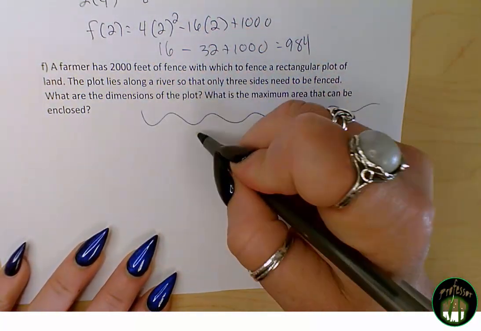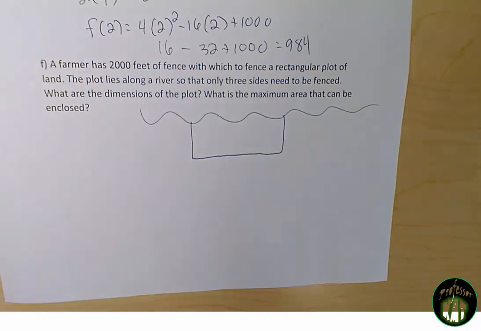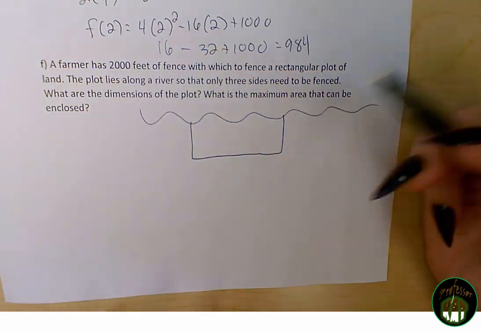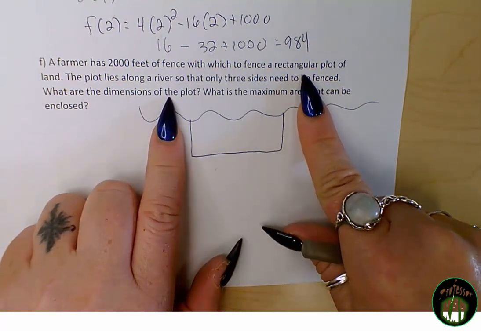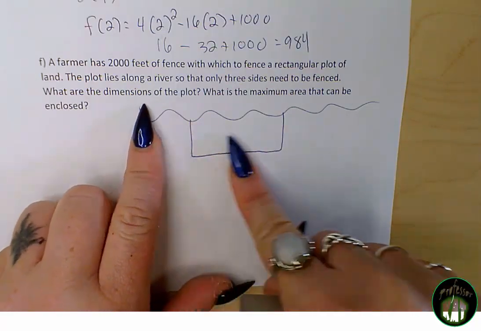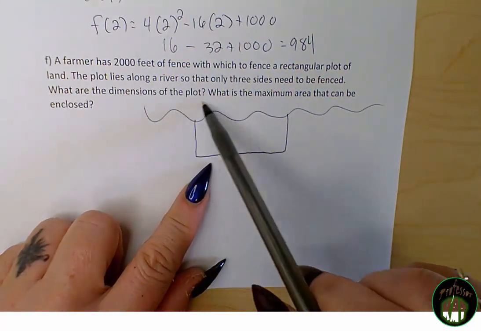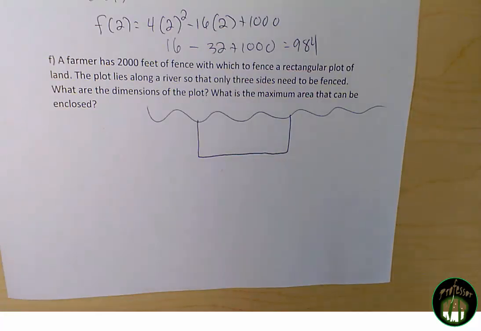I always like to draw a little picture here. And if we draw a little picture, this is what we're looking at. So think of it this way. Our backyard is up against a river. And we want a rectangular plot of land that's going to be fenced in, that's pushed up right against that river. So we're only going to use 3 sides of fencing, and we're going to use the river as a natural border.